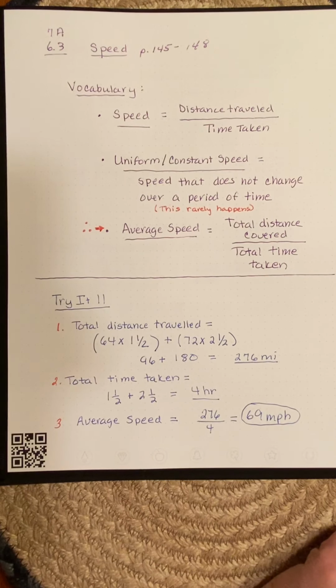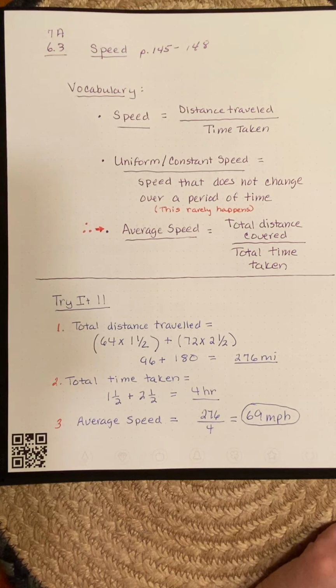vocabulary terms in mind, we're going to begin with Triad 11 at the top of 147. Triad 11 says the average speed of a car for the first 1.5 hours of a journey is 64 miles per hour. Its average speed for the next 2.5 hours is 72 miles per hour. Find its average speed for the whole journey.